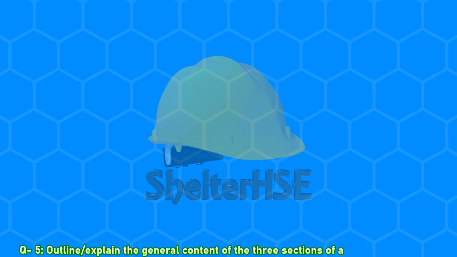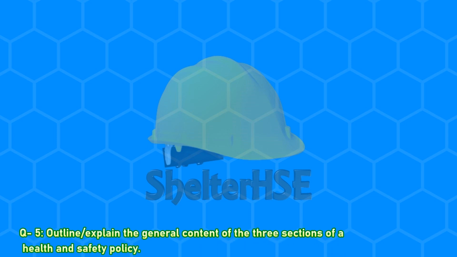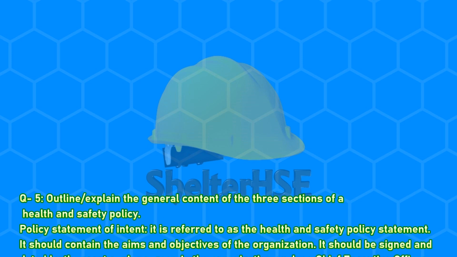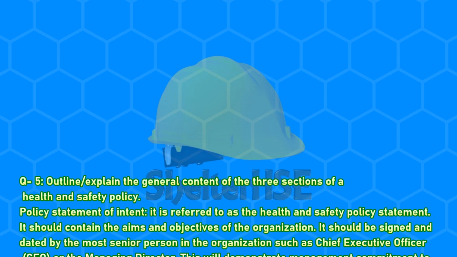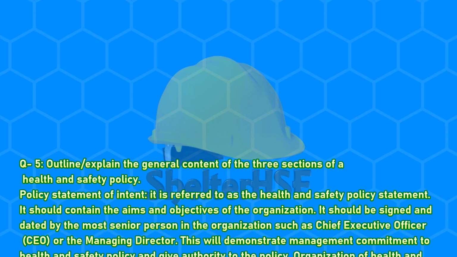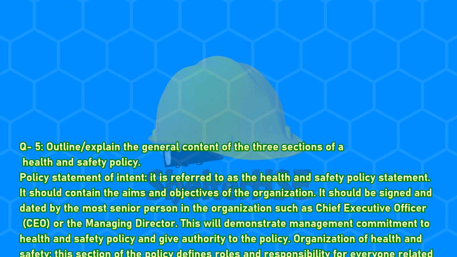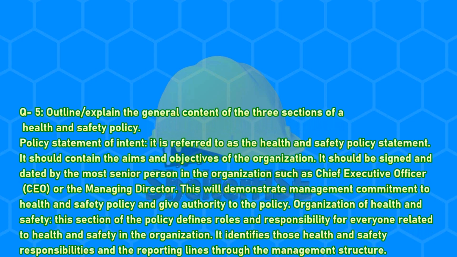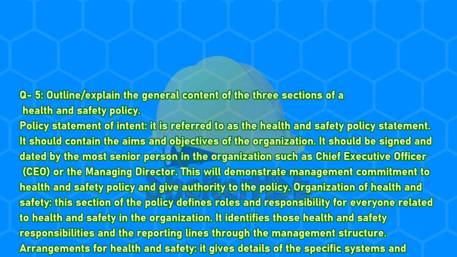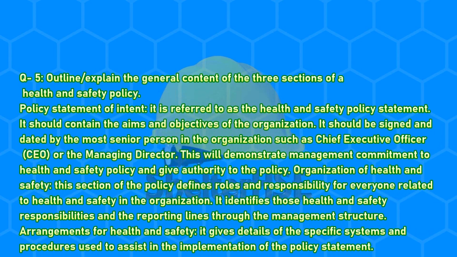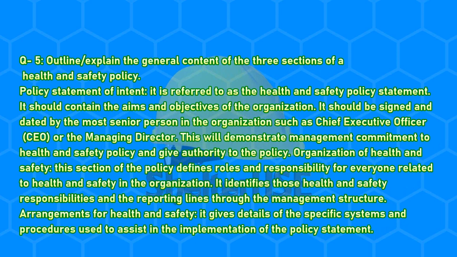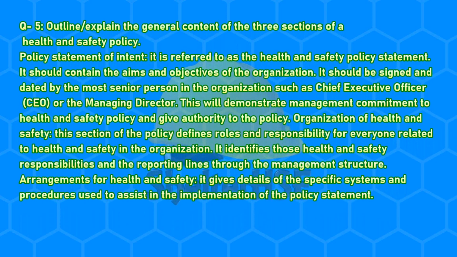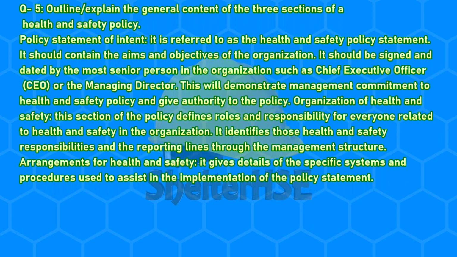Question 5. Outline the general content of the 3 sections of a health and safety policy. Answer. Policy Statement of Intent. It is referred to as the Health and Safety Policy Statement. It should contain the aims and objectives of the organization. It should be signed and dated by the most senior person in the organization, such as the Chief Executive Officer, CEO, or the Managing Director. This will demonstrate management commitment to health and safety and give authority to the policy.